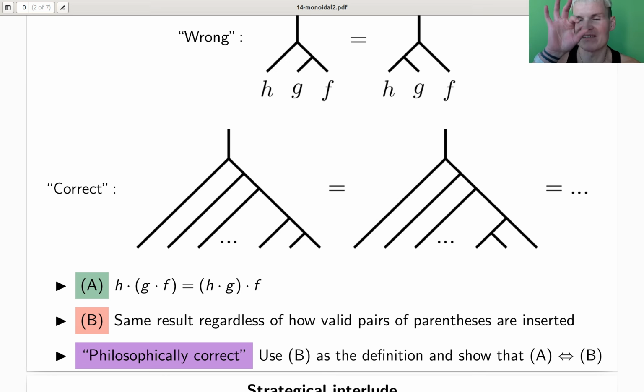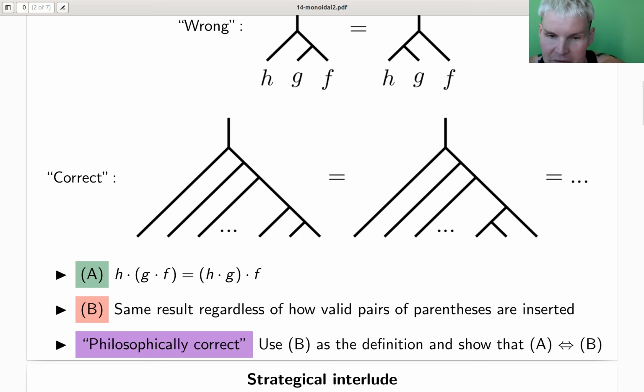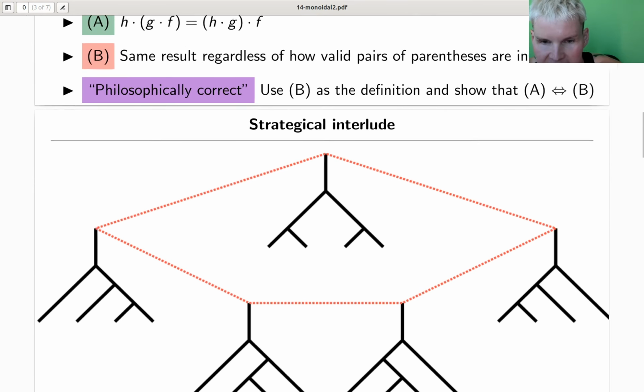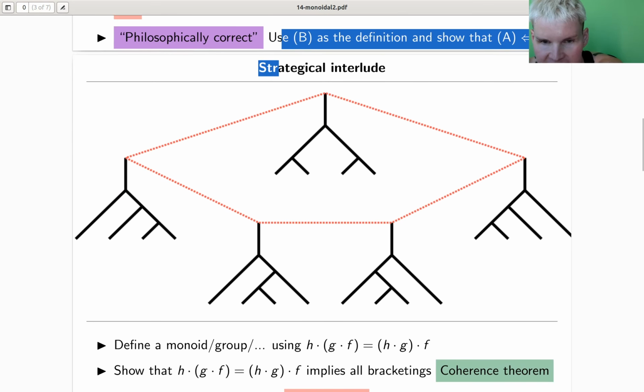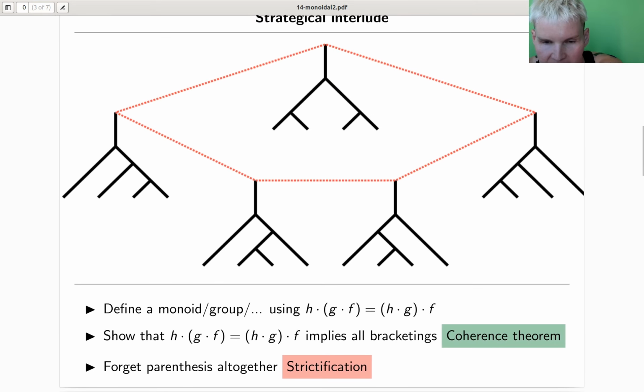And that's why there's this tricky step, which usually people never tell you about, that A is actually equivalent to B. And yeah, it's a strategical interlude in this case. So here I have 4 symbols, so H, F, G, E, I guess, and the different ways of putting parentheses onto them. So whatever. This one.